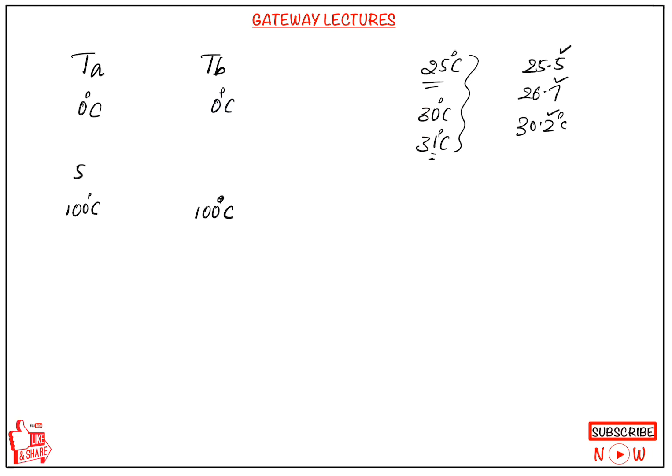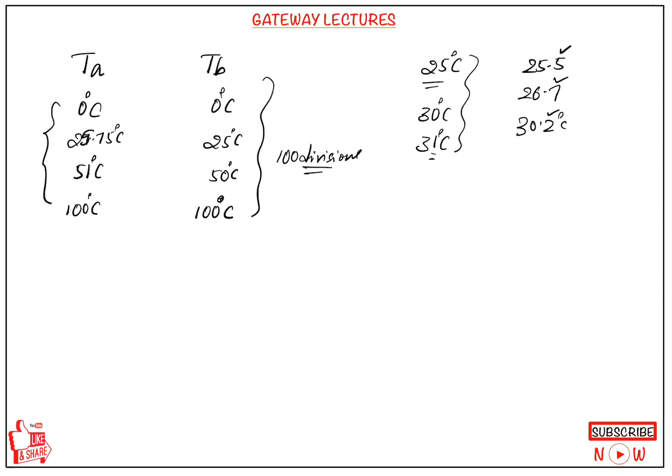But when TA reads 51 degrees centigrade, this reads 50 degrees centigrade. Similarly, when this reads 25 degrees centigrade, this reads 25.75 degrees centigrade. From here we can observe this is divided into 100 divisions, since we are getting all the integer values. Here it is divided into more than 100 divisions. So both the thermometers were correct.